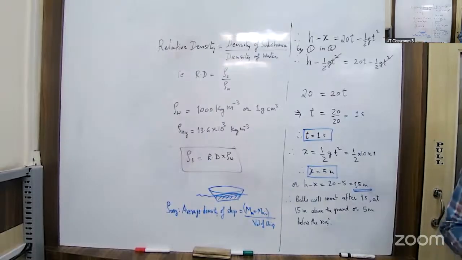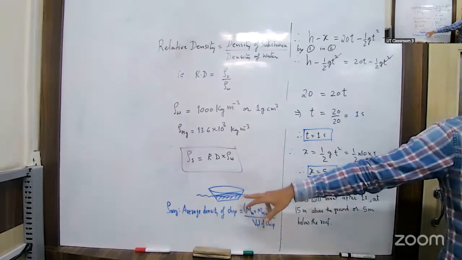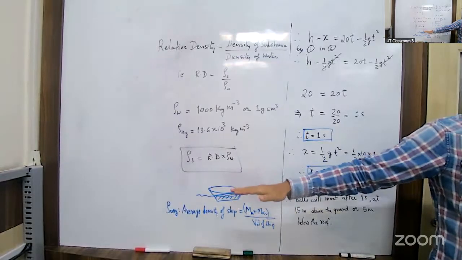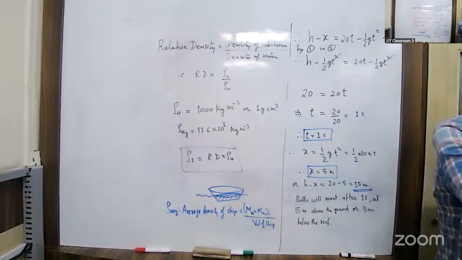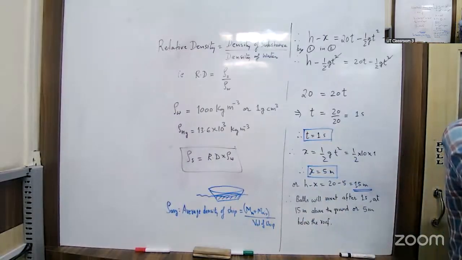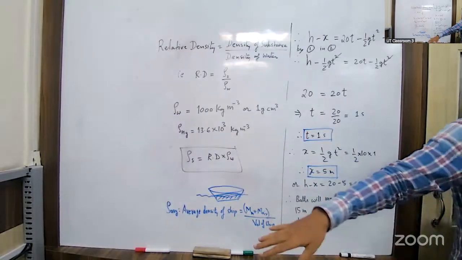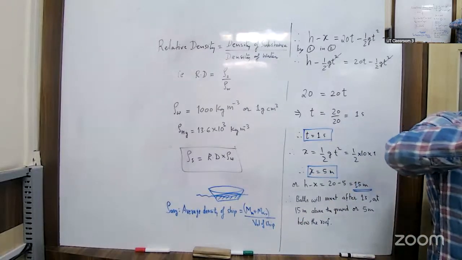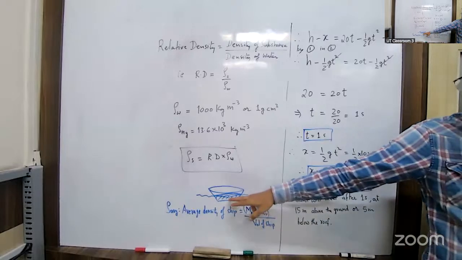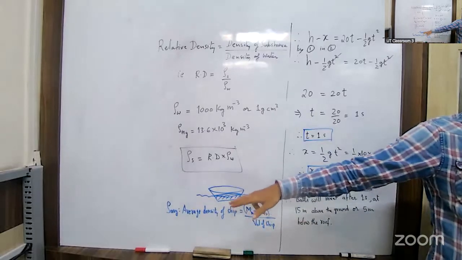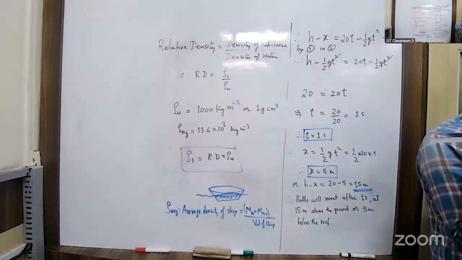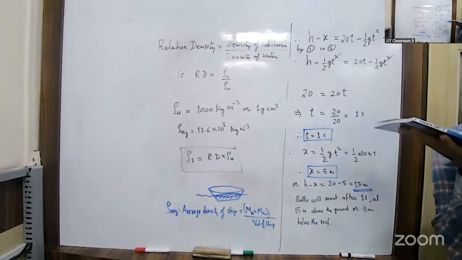What will happen in this case? At equilibrium, whenever the body is floating, it has to be equal only because it is stationary now, not greater. It has to be equal. Whenever the body is floating, whatever water is displaced is equal to the weight. Look, it is stationary. So it is equal to W, not greater.